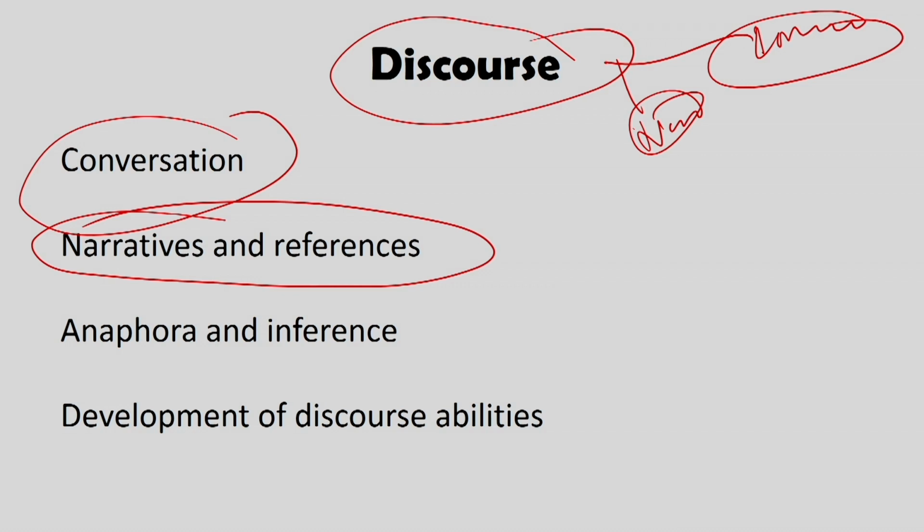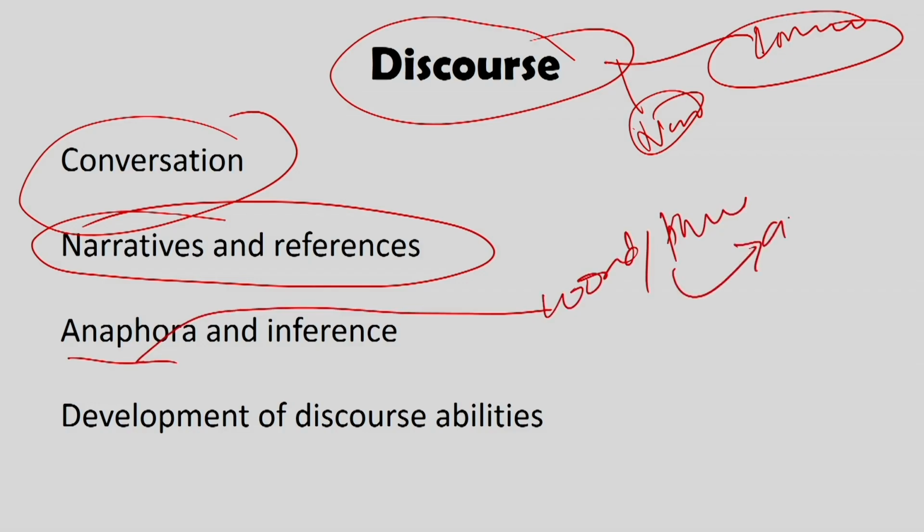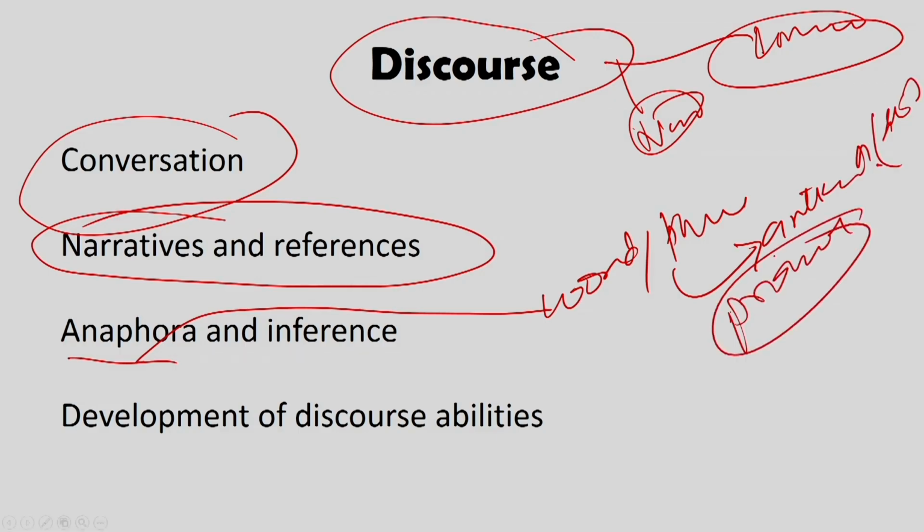The next we focused on something called anaphora and how anaphora and inferences are related together. So, what is an anaphora? Anaphora is a word or phrase that refers back to an antecedent in a discourse. So, this is a word or a phrase which refers back to an antecedent in a discourse, and so basically the pronoun is a good example of an anaphora.